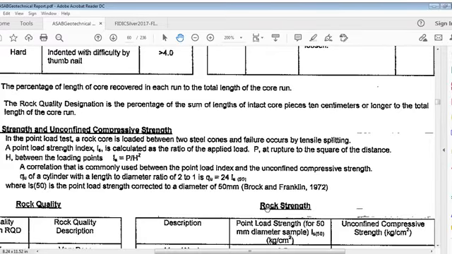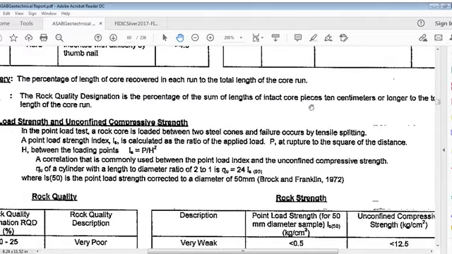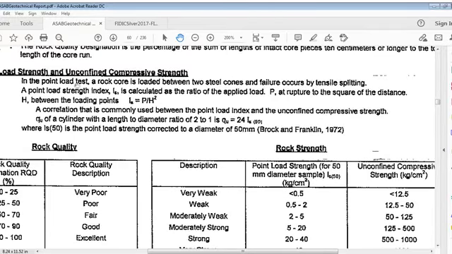Alright, 10 centimeter or more pieces that are intact. That's called a quality designation: the percentage of the sum of lengths of intact core pieces 10 centimeters or longer to the total length of core. Next, point load strength and unconfined compressive strength.